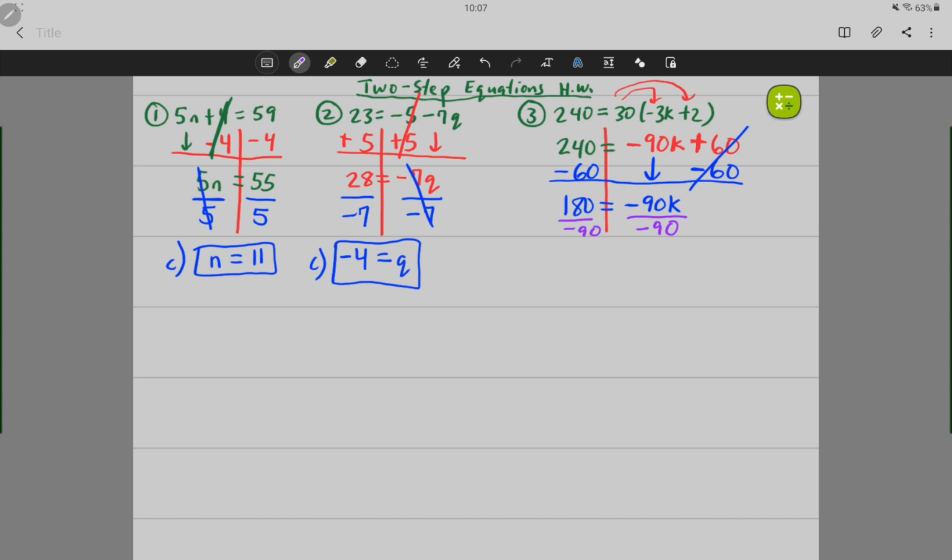So positive 180 divided by a negative, that would be a negative. And 180 divided by 90 is 2, so this makes it negative 2. Bring down the equal sign. Negative 90 divided by itself is 1, so cancel that. And we have our variable k, isolated alone, bring that down, and there you go. Negative 2 equals k, which is choice B.